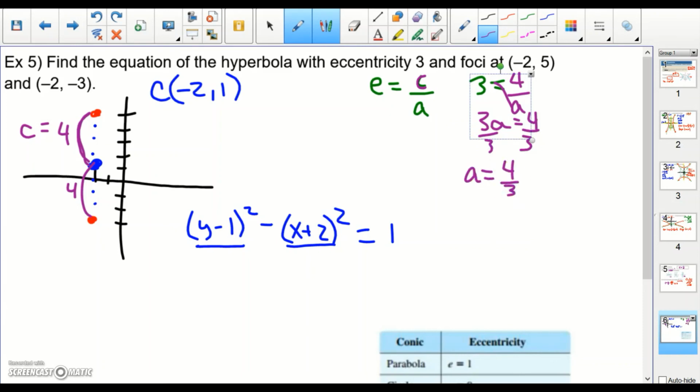A equals 4/3. So if you square that, a squared is equal to 16/9, and that's what goes right here, 16/9. Now that's a little bit weird to have a fraction on the bottom of a fraction, so we'll take care of that here in a second. We need to find the other value, the b value, and so we're going to use that c squared equals a squared plus b squared formula.